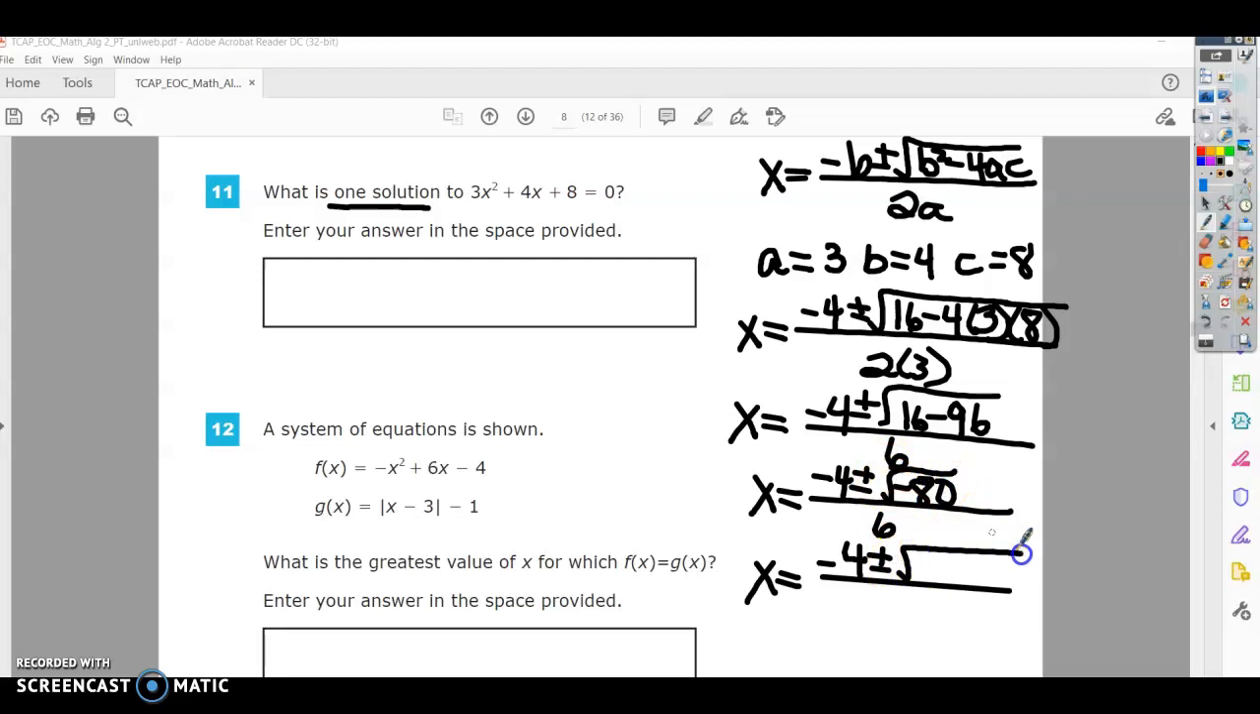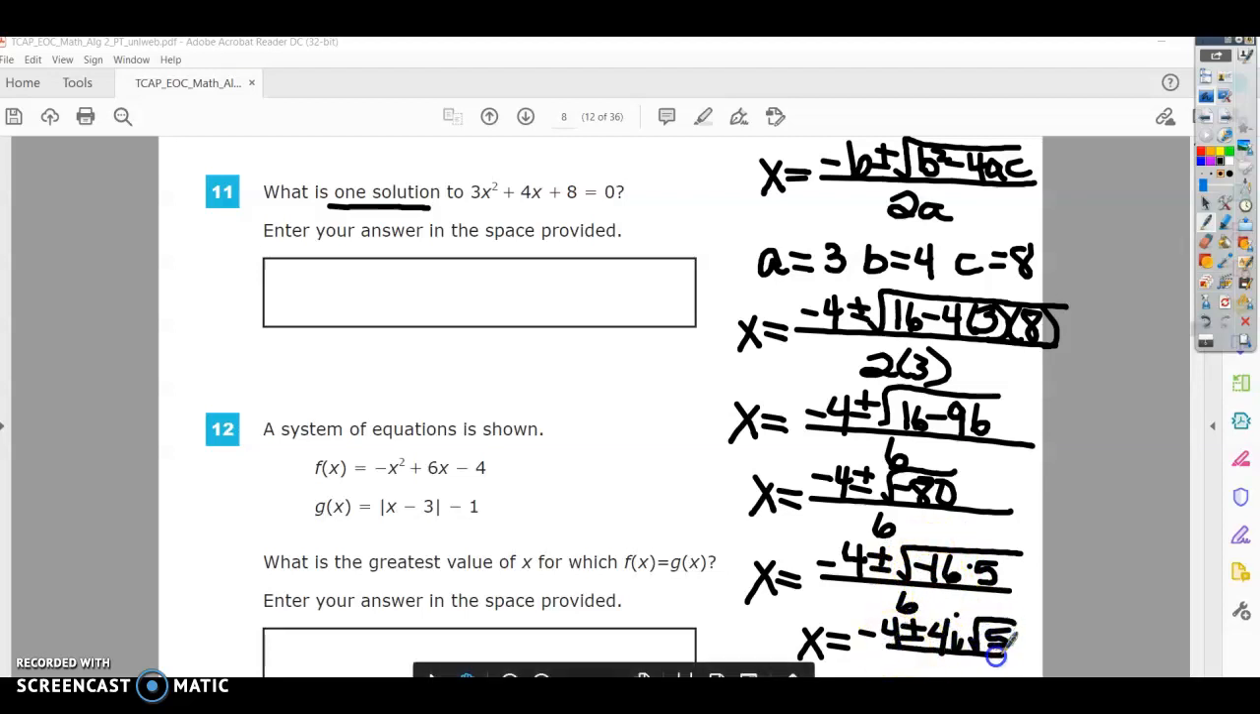So I'm going to rewrite this as negative 16 times 5. And then finally, I'm going to pull out the negative 16. Remember, when it's negative, you get an i because it's an imaginary number. So the square root of 16 is 4. The negative makes it i. Square root of 5, all over 6. All right, so that is our answer.